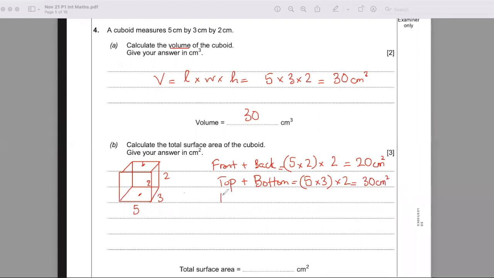The next one will be the right side and the left side, which is that bit there, which is 2 times 3, but you have to times it by 2, and that gives you 2 times 3, 6, 6 times 2 is 12 centimeters squared. And for the total surface area, you just have to add them all, and that would give 62 centimeters squared. And that is your final answer.